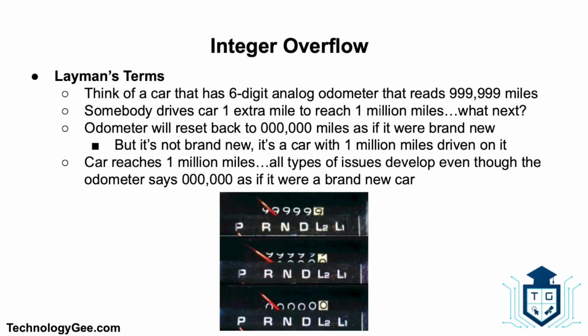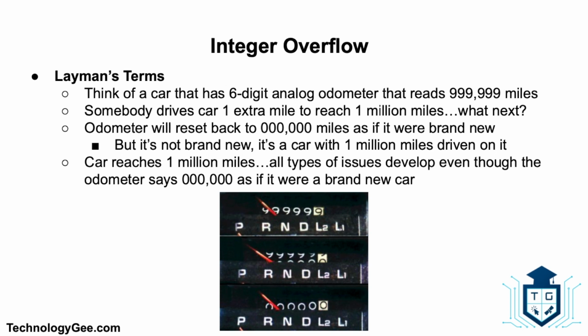A way you can visualize an integer overflow is to think of a car that has a 6-digit analog odometer that reads 999,999 miles. Now visualize somebody driving that car 1 extra mile to reach mile 1 million on the odometer. Being that the analog odometer can only display 6 digits, what's going to happen when mile 1 million is reached? The odometer is going to be reset all the way back to 000,000, as if this was a brand new car fresh off the assembly line.